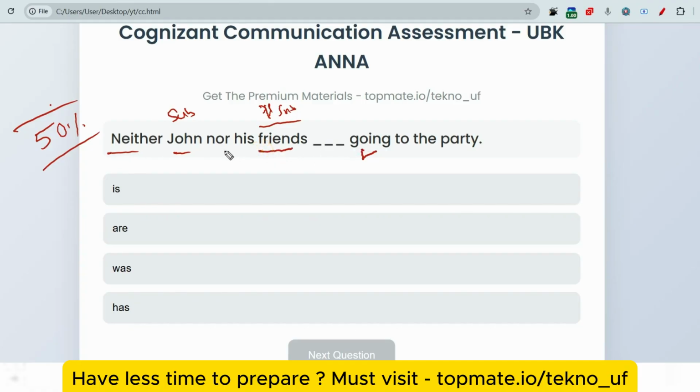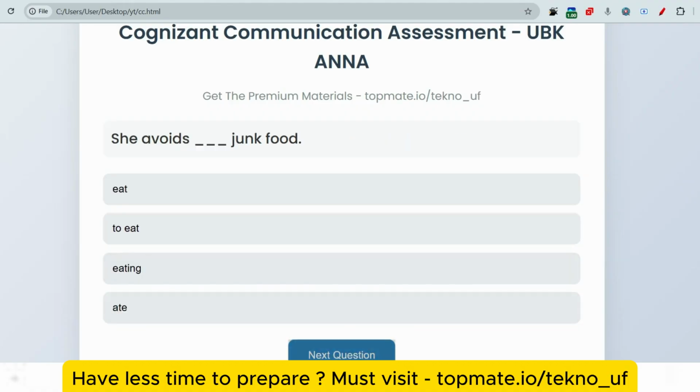So in case of neither nor, you have to check which subject is closer to the verb, and whether it is a singular or plural subject. It is a plural subject, so we have to use a plural verb here. Friends were or are, this way we have to use. As are is present, we'll use are. Friends are going to the party. Neither John nor his friends. If it were only friend, neither John nor his friend, then it should be is. Okay, I hope you understood. So let me go to the next question.